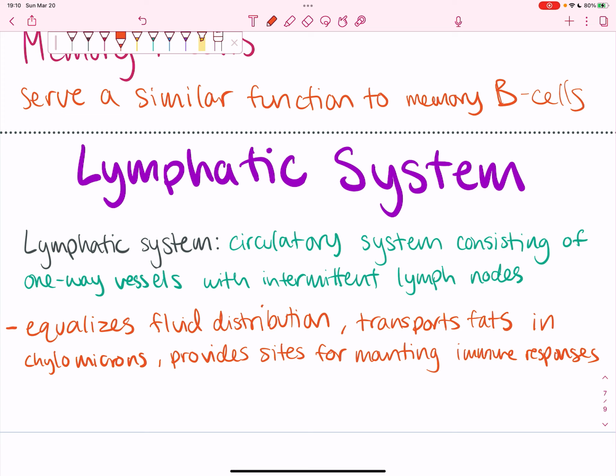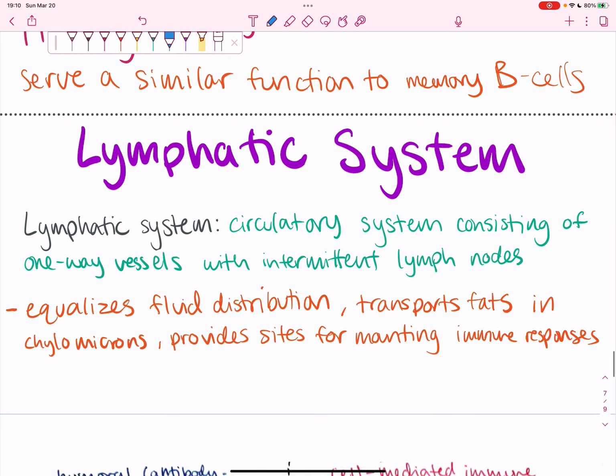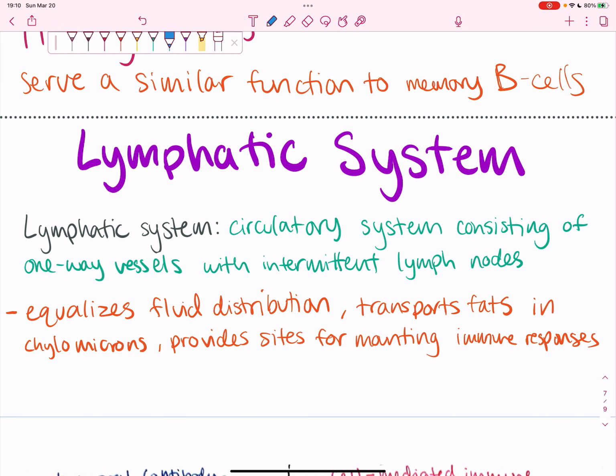Fantastic. So there is a pathway, I'm going to say, from how you get from the interstitial fluid, meaning the fluid between cells, all the way back into your bloodstream through the lymphatic system. So I'm just going to write out those steps really quickly.